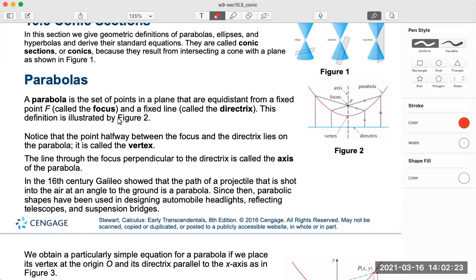Parabolas are, okay, take a minute to read it yourself. Okay, please look at the notes.